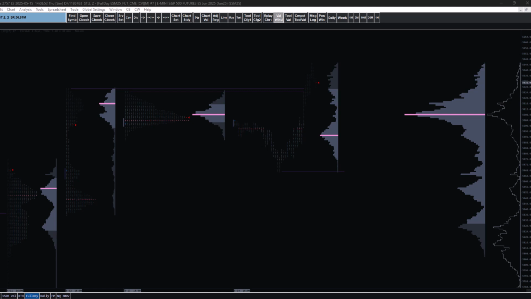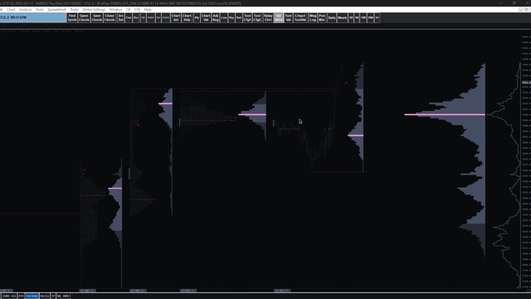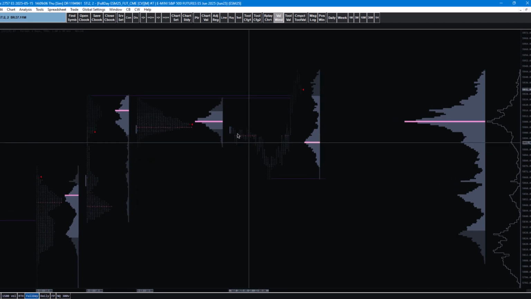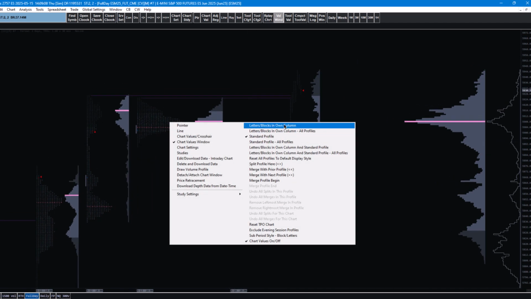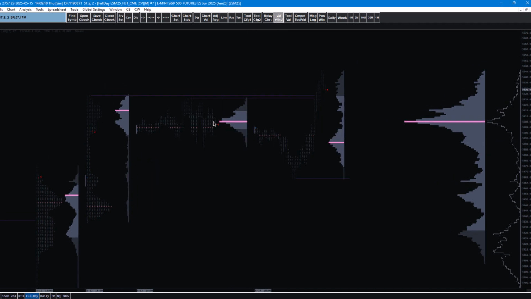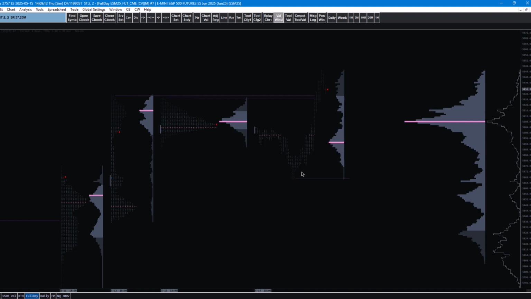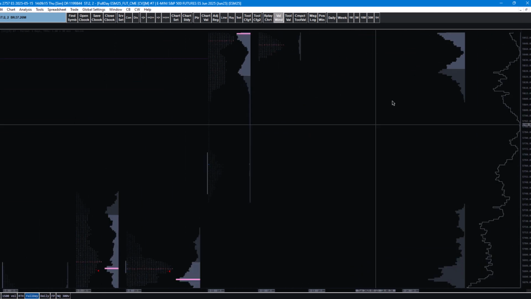Alright, so this video is going to be going over different setups in AMT, how to trade them, just auction market theory really in general, but more so the setups. And we actually had a really nice setup here. I mean, you can see examples of the setups I'm going to go over literally everywhere.